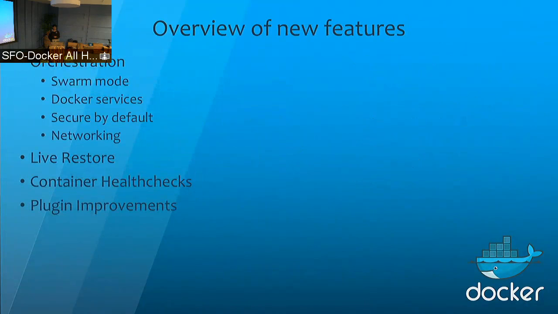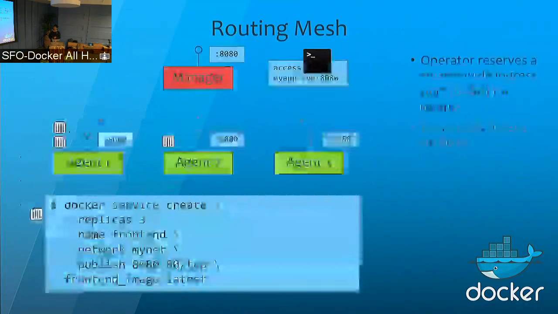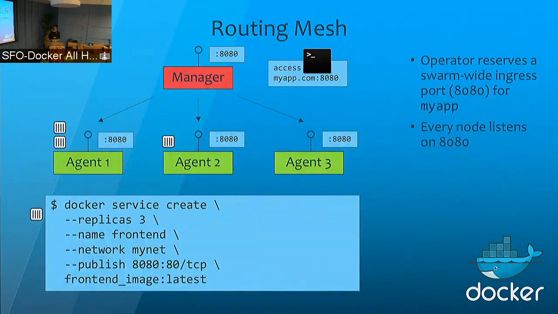The next thing that we have is networking. The networking model has changed slightly to accommodate the idea of services. I'm going to tell you briefly what happens when you actually publish a port. Again, this is the same front-end service that we've been creating. We attach it to a network, and we publish port 8080. What that does is that it exposes port 8080 on every node in the cluster for this service.